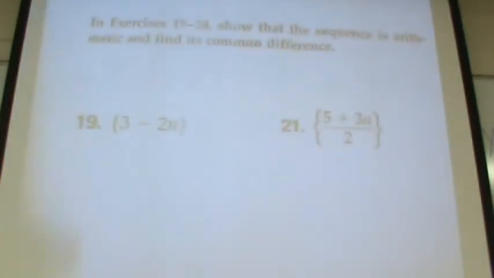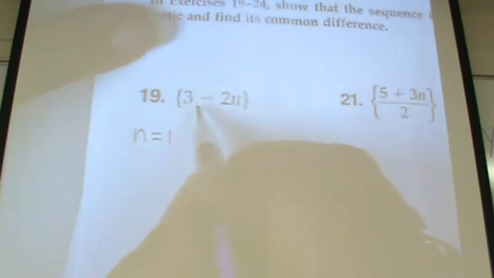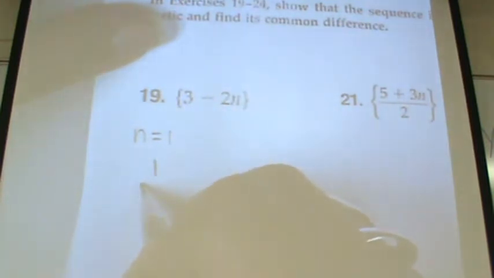Number 19. Show that the sequence is arithmetic and find its common difference. So all you have to do is generate a few numbers and you'll see exactly where the common difference is. We talked about this in class today. If you were to plug in n is 1, you get 3 minus 2. And what is 3 minus 2? 1. So that's your first term.